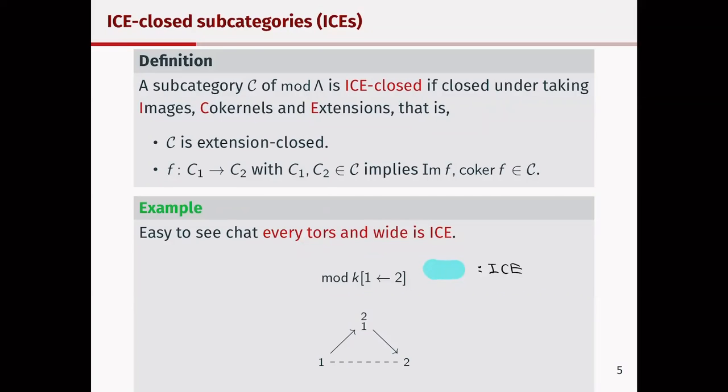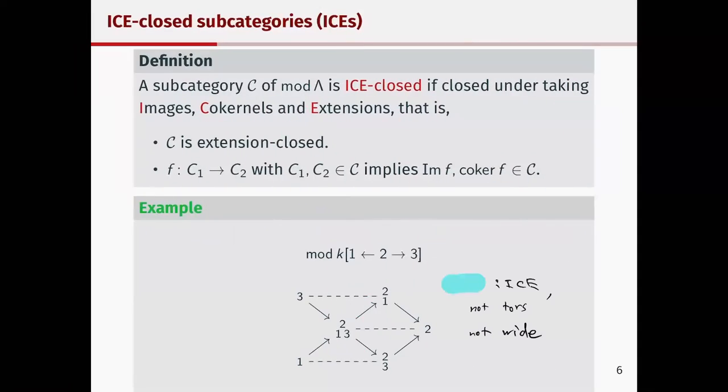For example, in this A2 quiver case, there are not so many, but there are torsion classes like this. This is a torsion class, and this is a wide subcategory, which is not a torsion class. And every torsion class and wide subcategory is ICE closed in general.